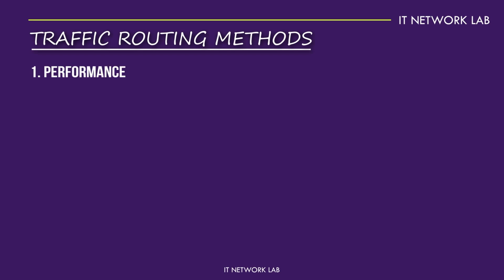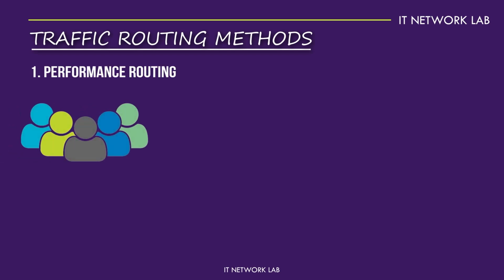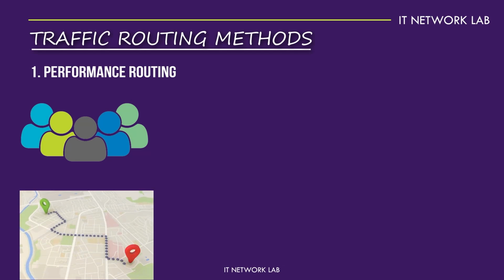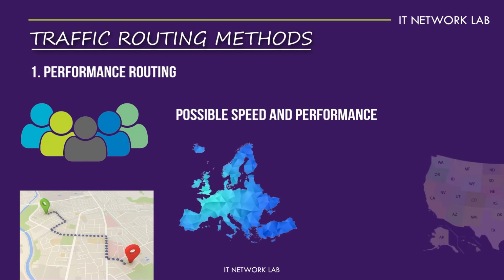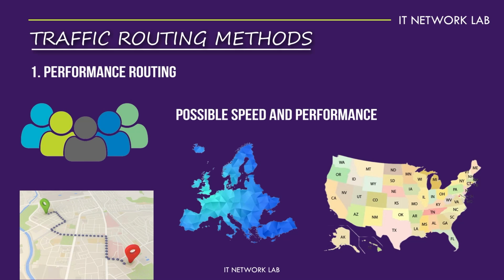1. Performance routing. Performance routing directs users to the closest and fastest endpoint. It's like choosing the quickest route on a GPS. This method ensures your users get the best possible speed and performance. Imagine a customer in Europe accessing your website, hosted in the US. Performance routing will redirect them to a server in Europe, reducing load times significantly.